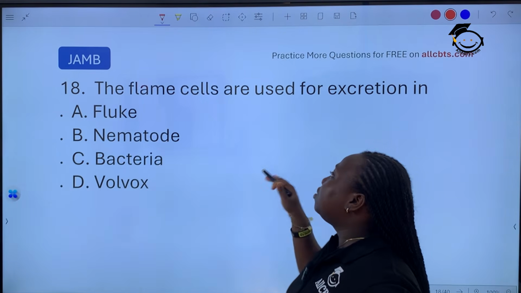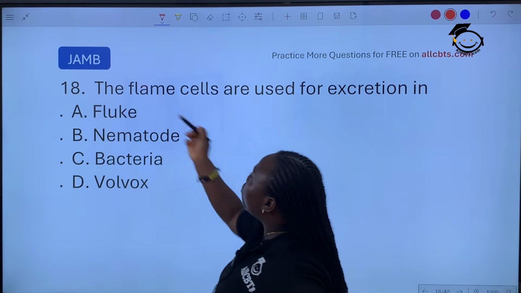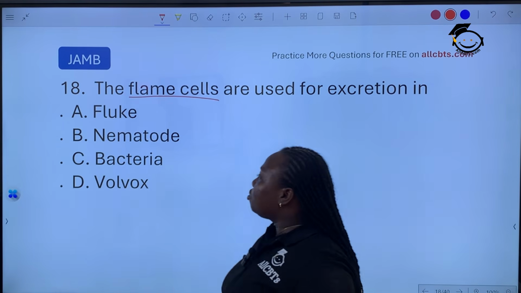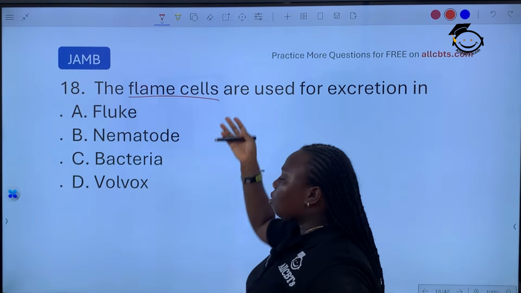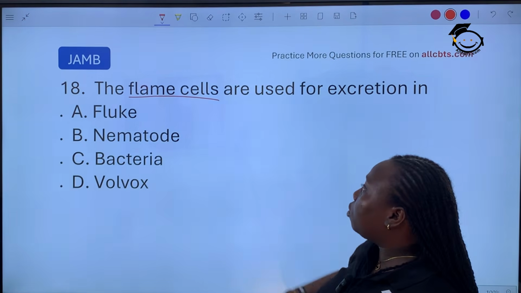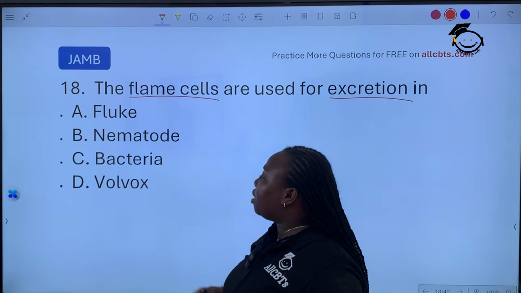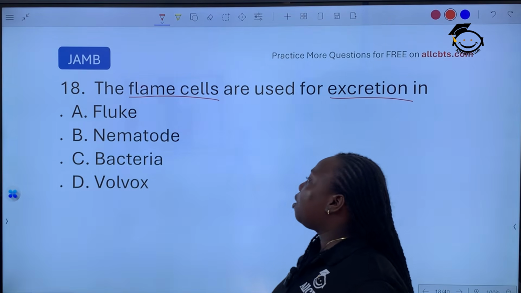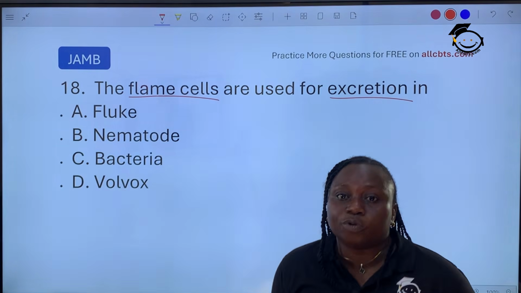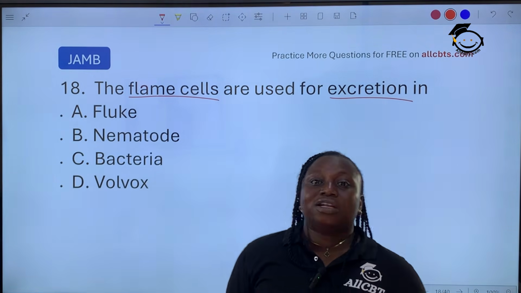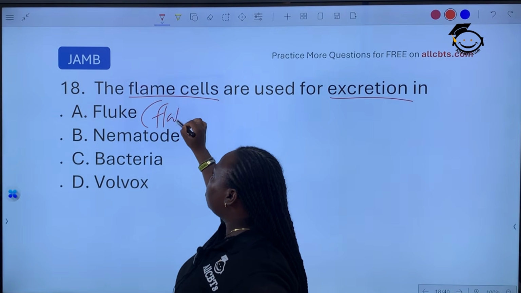Number 18, the flame cells are used for excretion in what particular organism? A, fluke, B, nematode, C, bacteria, and D, volvox. Now, what are flukes? When you look at the liver fluke, the full name is the liver fluke. Look at the tapeworm. They are the flatworms.